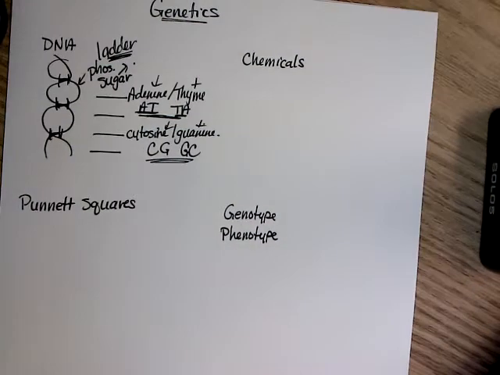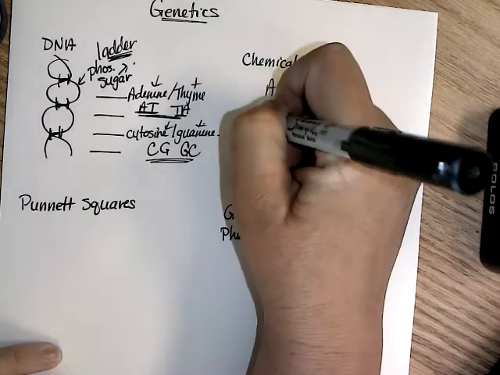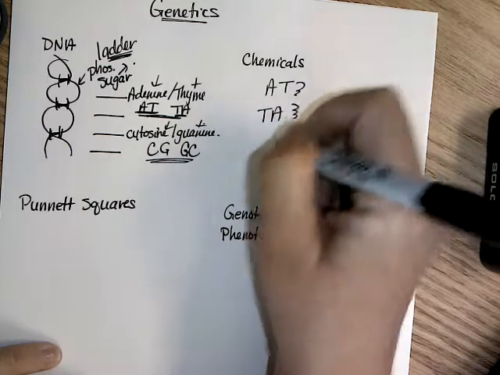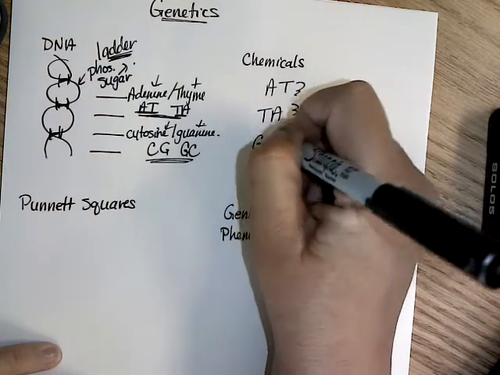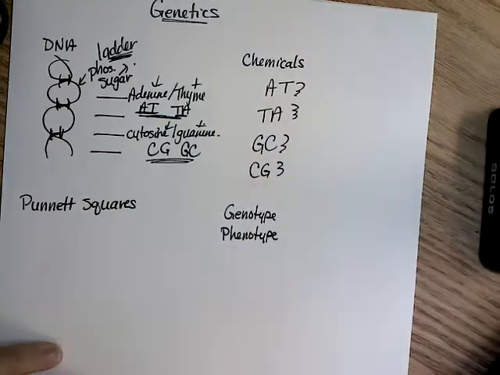If you have any questions, you guys are more than welcome to come down and see me, or talk to your teacher. They have all this information. So when you talk about the chemicals, again, A with T or T with A, they are always partnered up together. Guanine and cytosine, or cytosine with guanine, they're always partnered up together.